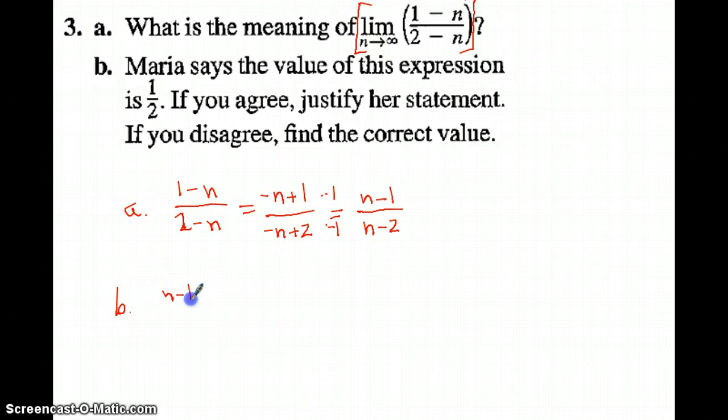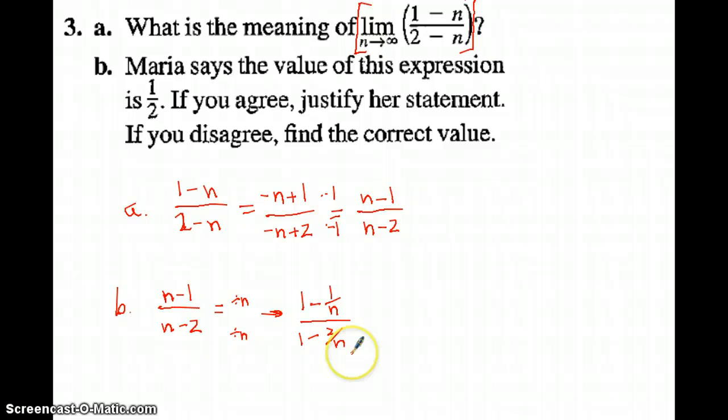N minus 1 over n minus 2, then the next tricky thing to do to reduce this in limit language is equivalent to dividing everything by n. I can divide the top and bottom by n, and I think it's been a while, people might forget this. If you divide top and bottom by n, what this turns out to be is 1 minus 1 over n, over 1 minus 2 over n. Now, we talked about this back when we were first talking about limits in 8.2, I think.